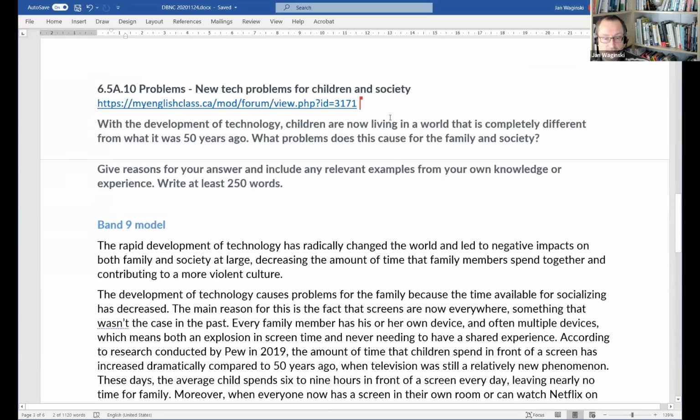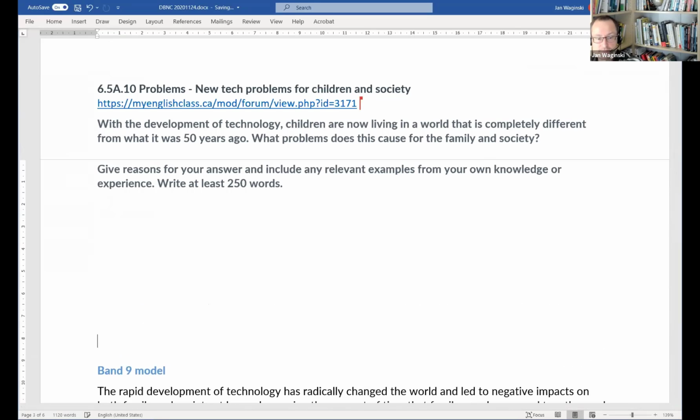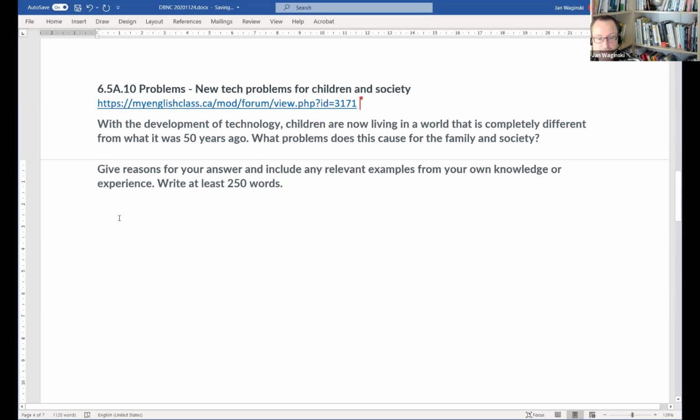Okay, so this is a problem solutions essay in that category, but in this case, it's only problems. With the development of technology, children are now living in a world that's completely different from what it was 50 years ago. What problems does this cause for the family and society? Give reasons for your answer and include any relevant examples from your knowledge or experience. We want at least 250 words.